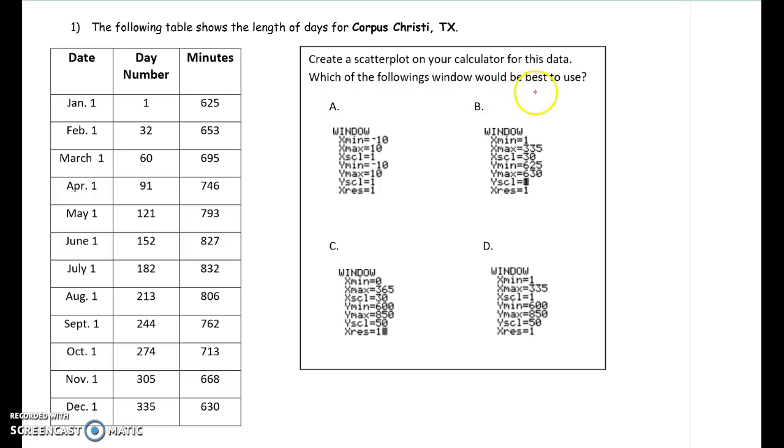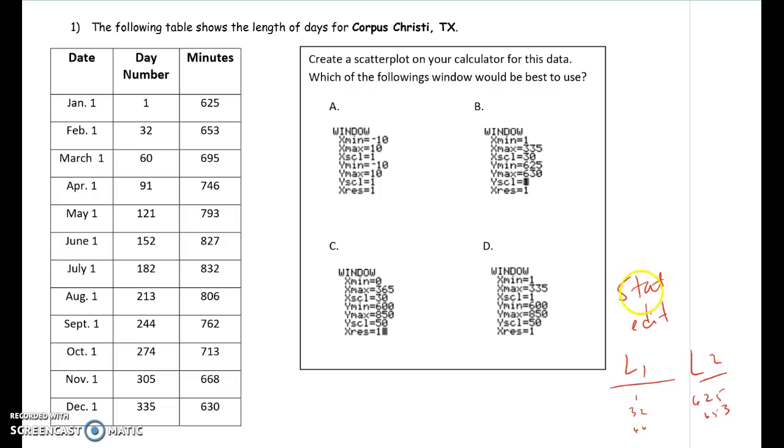Which of the following would be the best window to use? So I'm actually going to hit pause on my recorder, and I'm going to hit the button Stat and then Edit. And remember that L1 is like your X's, so I'm going to do 1, 32, 60, blah, blah, blah. And then L2 is your Y's, so 625. So anyways, hit pause, or I'm going to hit pause. You also hit pause if you haven't already done this. Create this chart, and then we'll come back to this question.